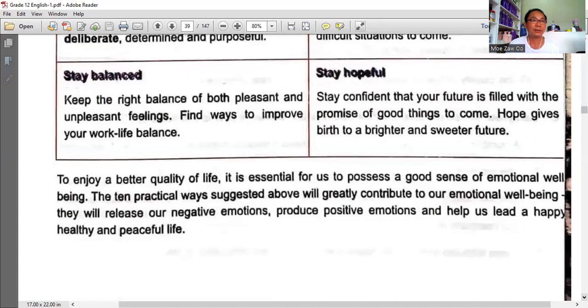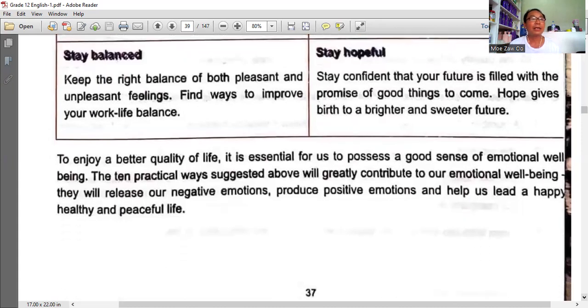Stay balanced. Give the right balance to both pleasant and unpleasant feelings. Find ways to improve your work-life balance. Stay hopeful. Stay confident that your future is filled with the promise of good things to come. Hope gives birth to a brighter and sweeter future.